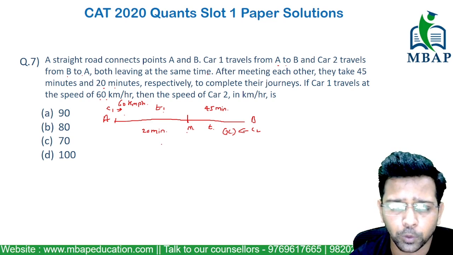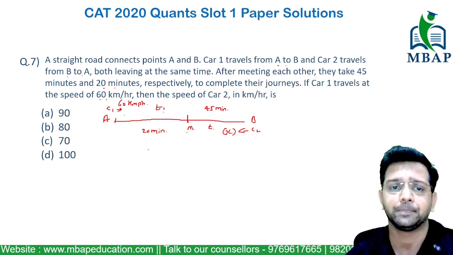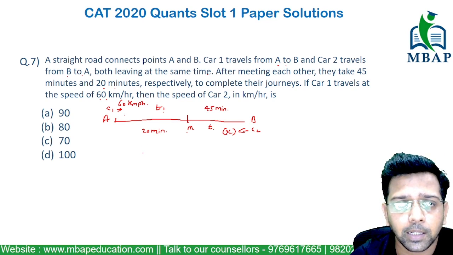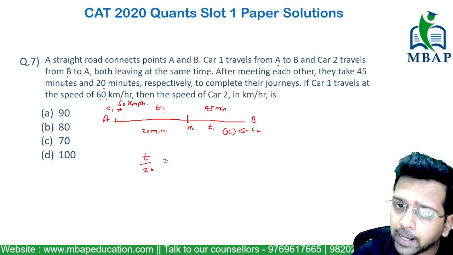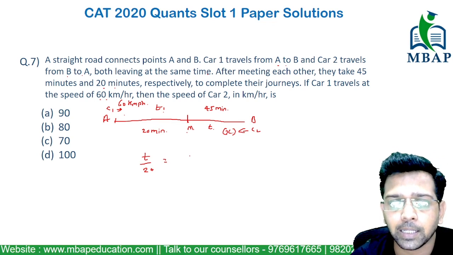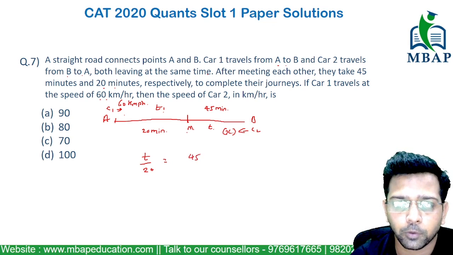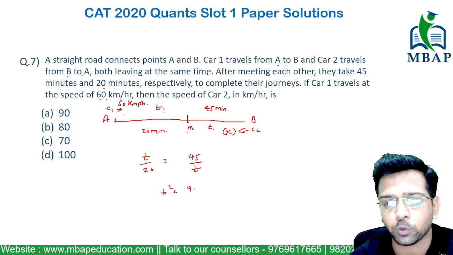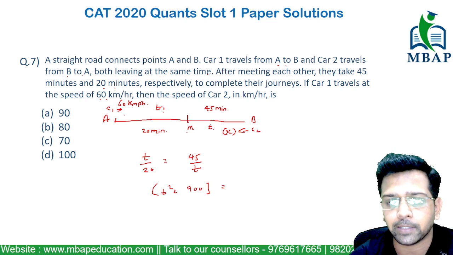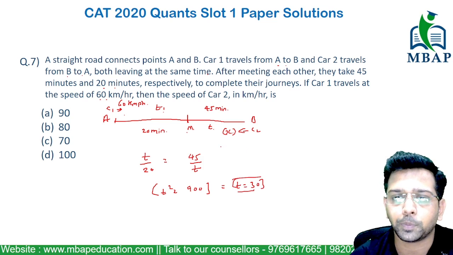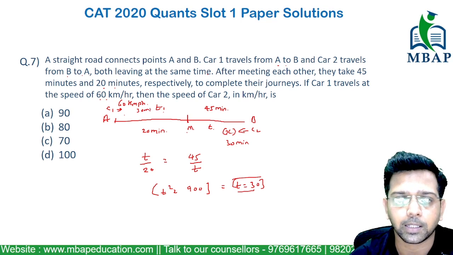If I use that, I also know speed is inversely proportional to time. So if I use that, let's take the speed to be in the ratio of A to M as t to 20, which should be the same as the reciprocal, 45 by t. In this case, t square will simply become 45 times 20, which will be 900. If t square is 900, t will be 30, which means the time taken here will basically be 30 minutes. The time taken here will also be 30 minutes.